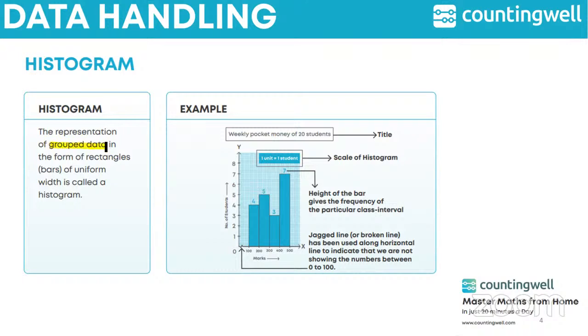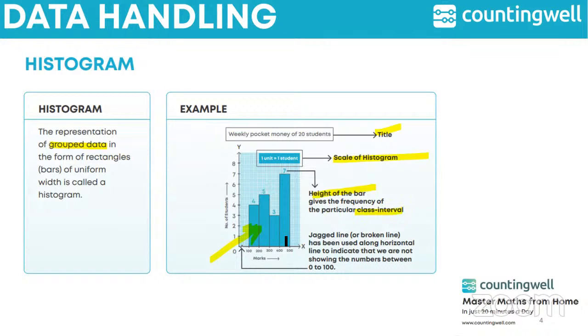So whenever we group data, we can represent them in the form of rectangles, as you can see here. Rectangles are nothing but bars of uniform width or uniform class interval. The class interval you are taking should have the same size or the same width. That's why we'll get the rectangles or bars also of the same width. And a histogram has a title, scale, height of the bar representing the frequency of a particular class interval.